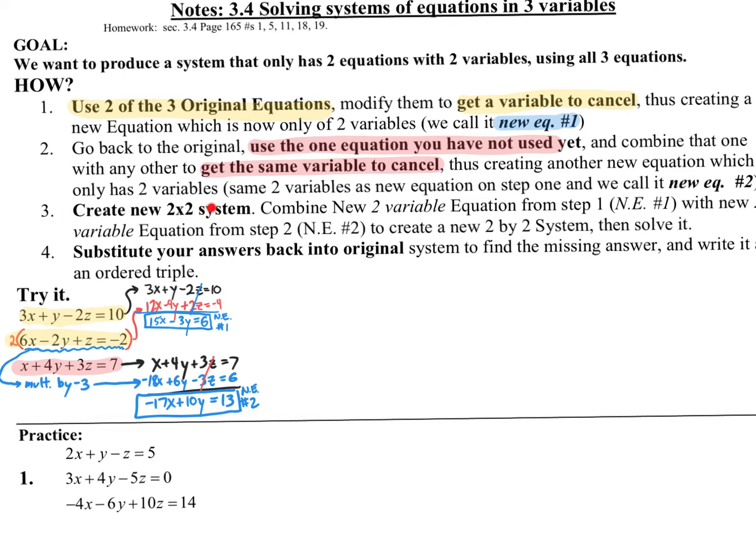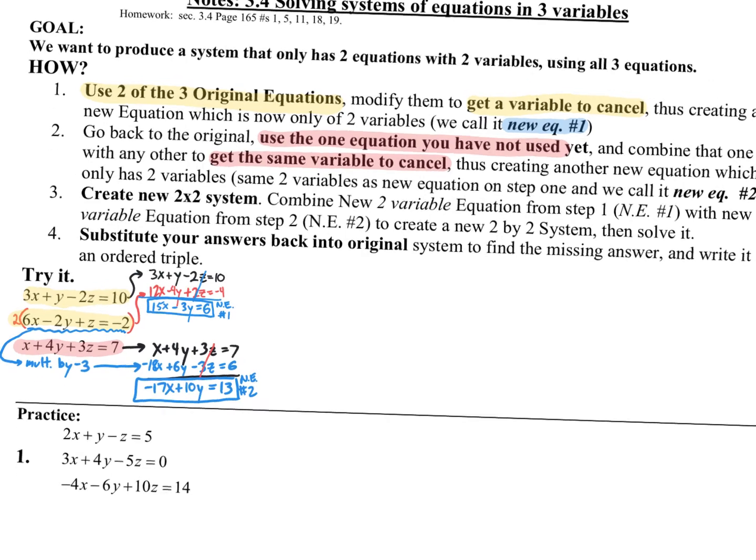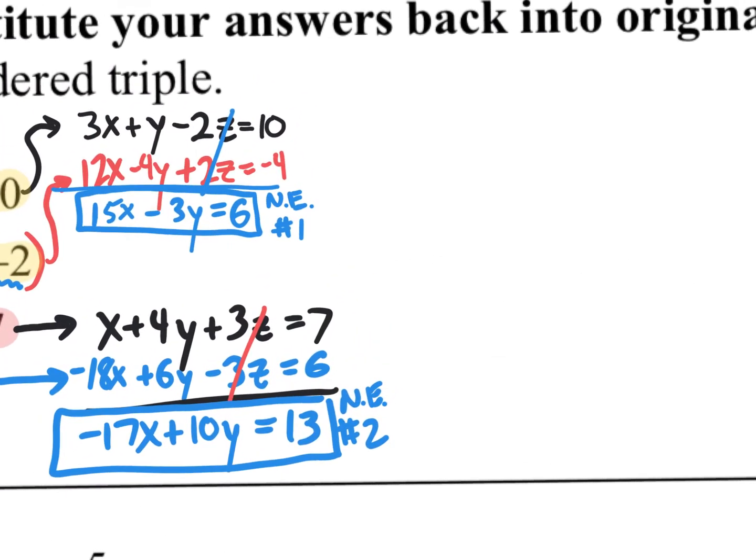It says create a new 2x2 system. So all we're going to do is take these equations and put them right on top of each other to create a new 2x2 system. Now we should be pros by now at solving a two equation system that has only 2 variables in it. So once again, step 3, rewrite your 2 new equations, creating your new 2x2 system, okay?